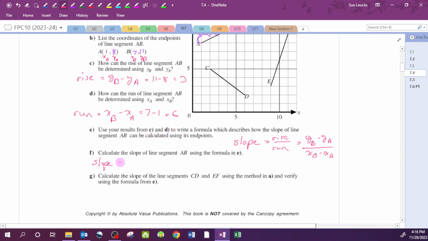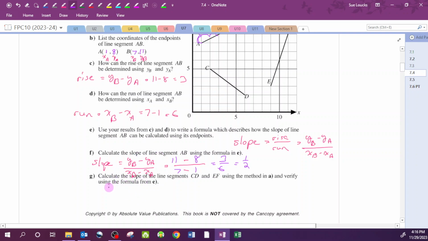So slope equals YB minus YA over XB minus XA. I do want to show you that those negative signs there belong to the formula. It doesn't matter here because these numbers are all positive, but I'll show you later because it matters later. So my YB is 11, my YA is 8, my XB is 7, and my XA is 1. So this equals 3 over 6, which equals 1 over 2, and I get the same thing.